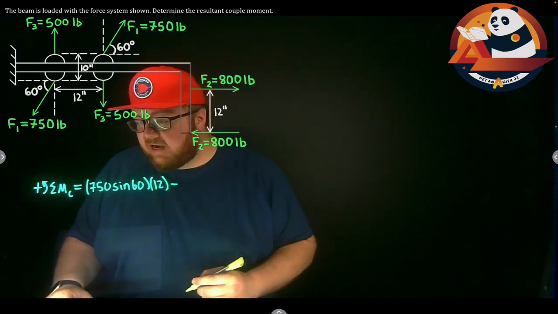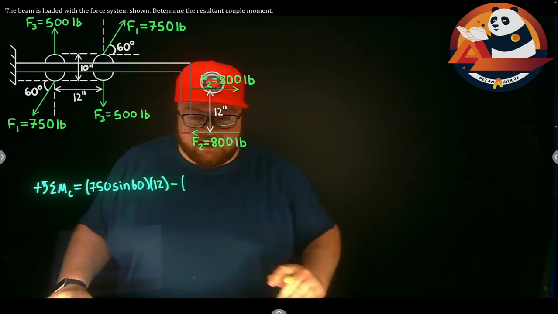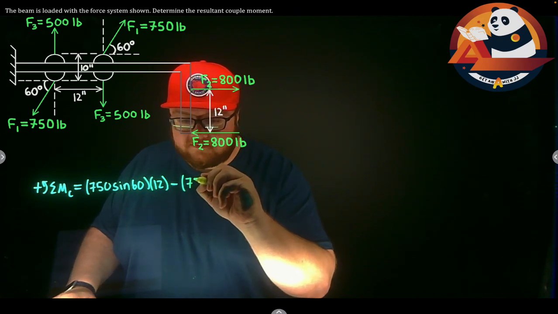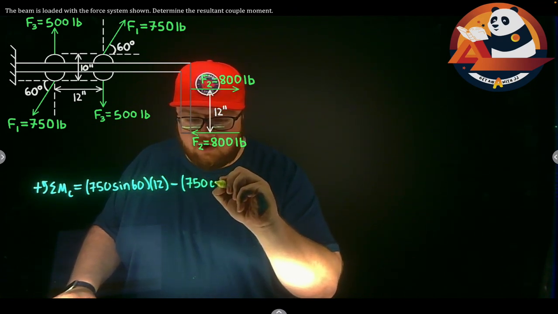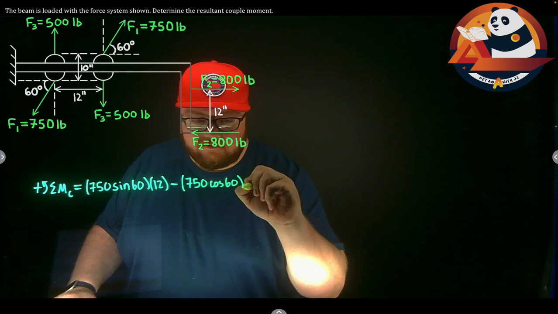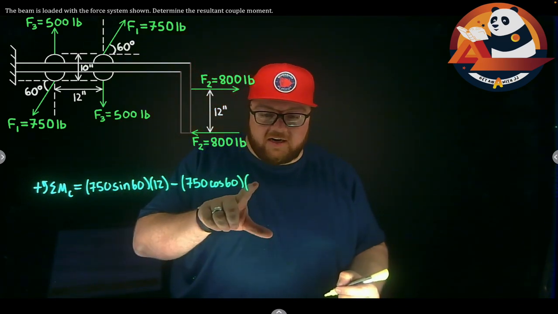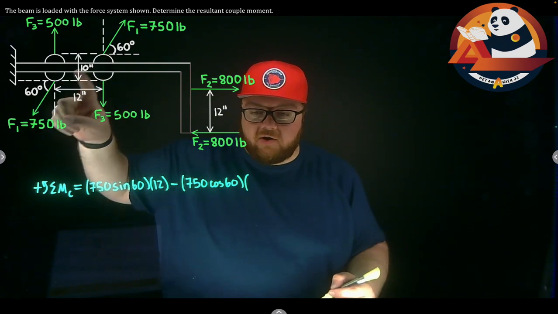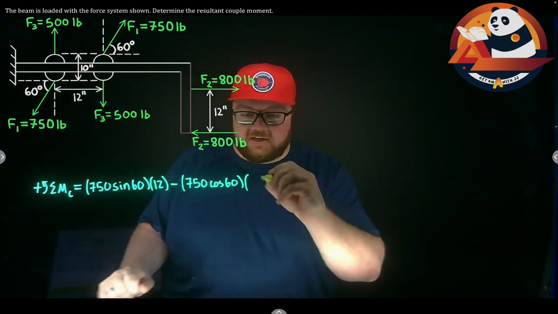It is going clockwise. So minus the X component, which would be 750 cosine 60, Fx. I need a Y distance for everything. My Y distance between my two components is 10 inches, so times 10.